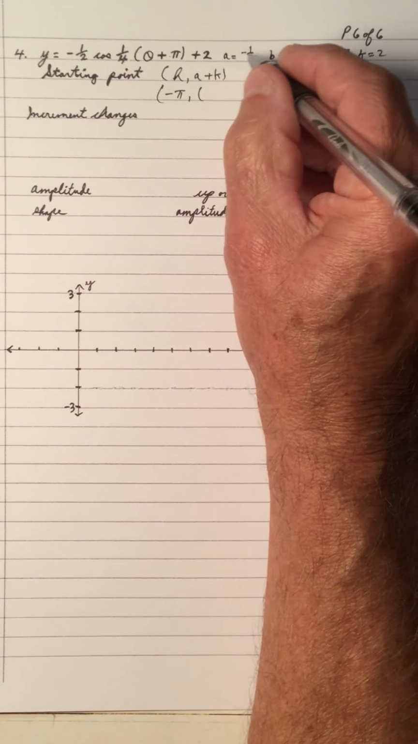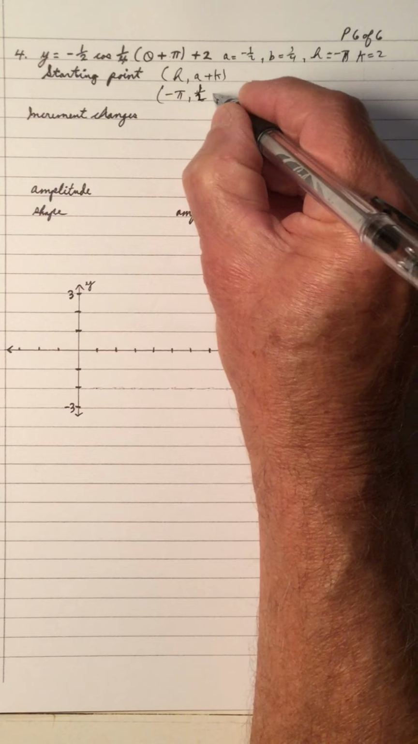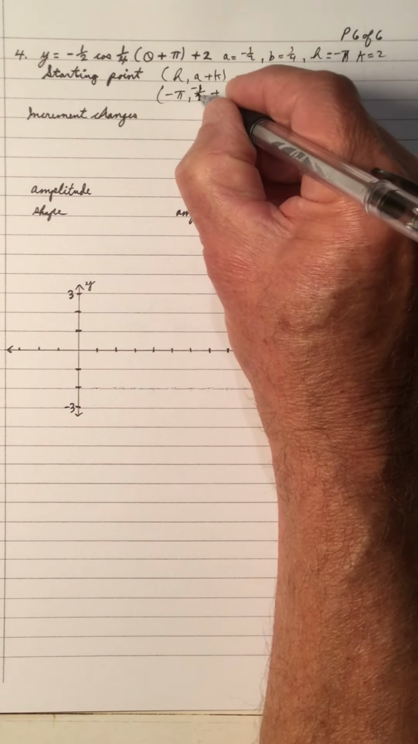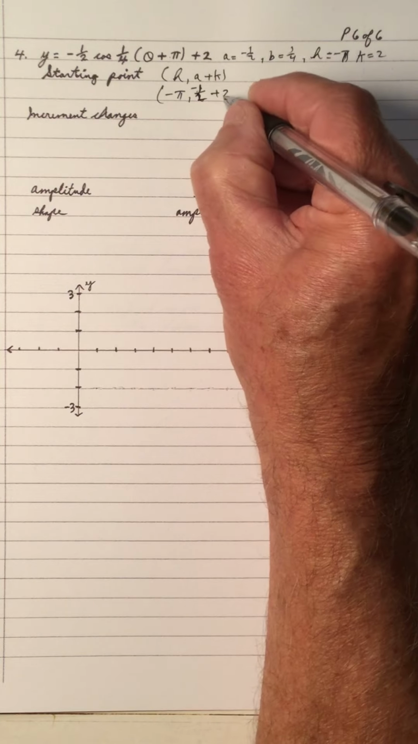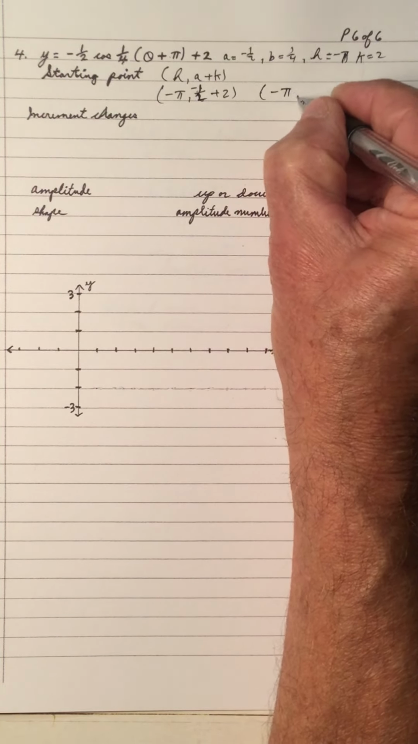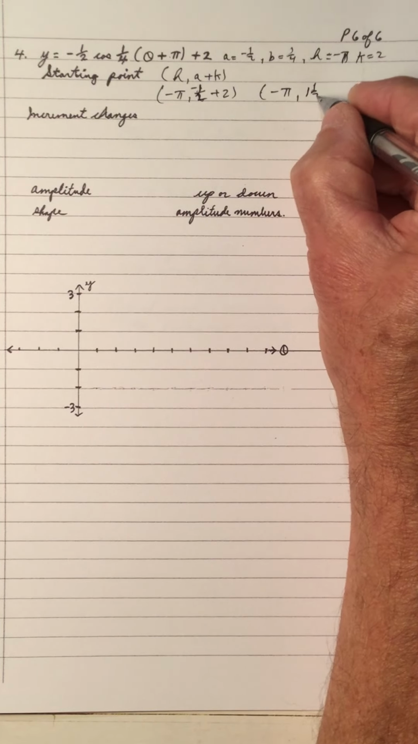Mark A. A is negative 1/2, add on 2. Got to be careful. A is negative 1/2, add on 2. So the point becomes negative pi, and a half add on 2 is 1.5.